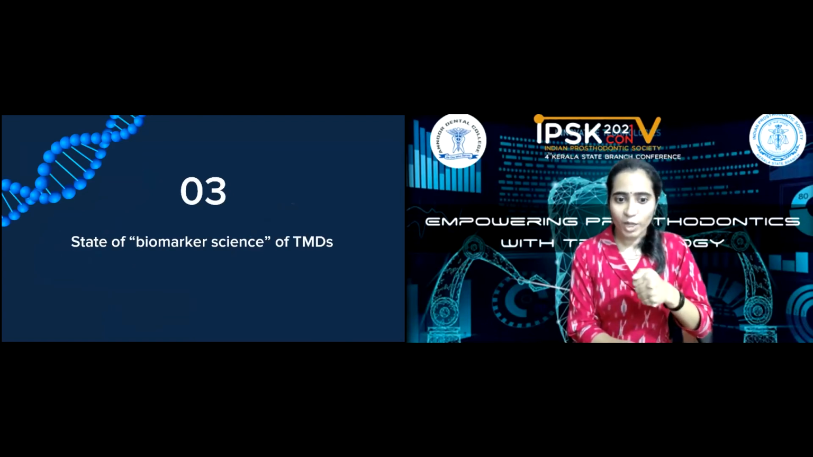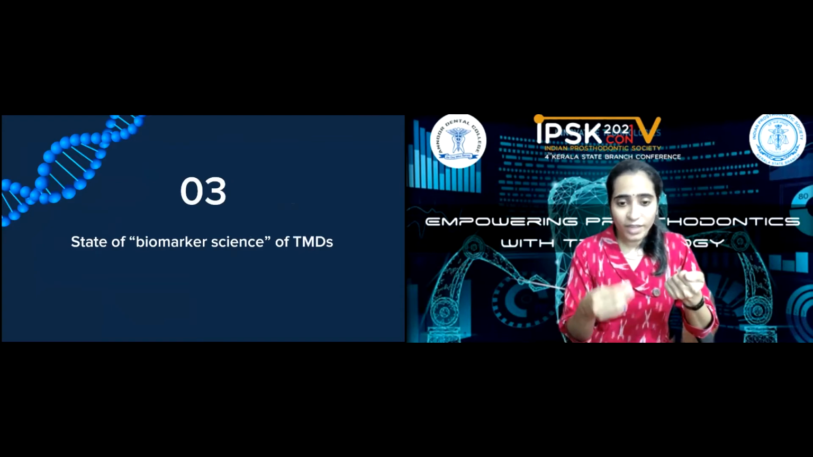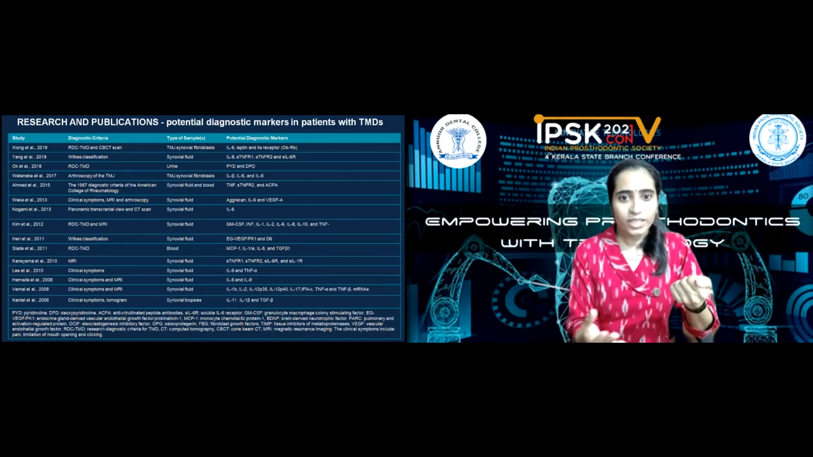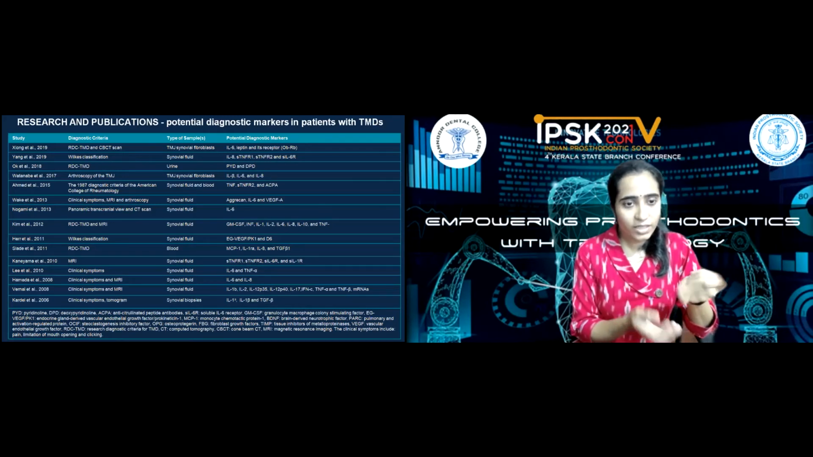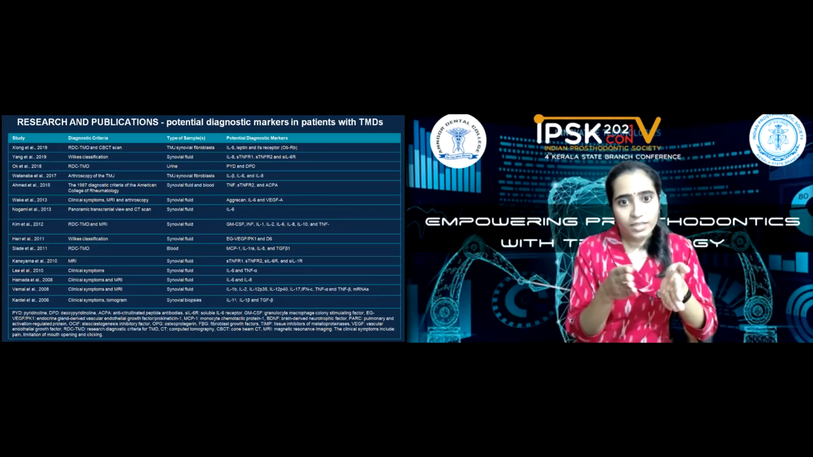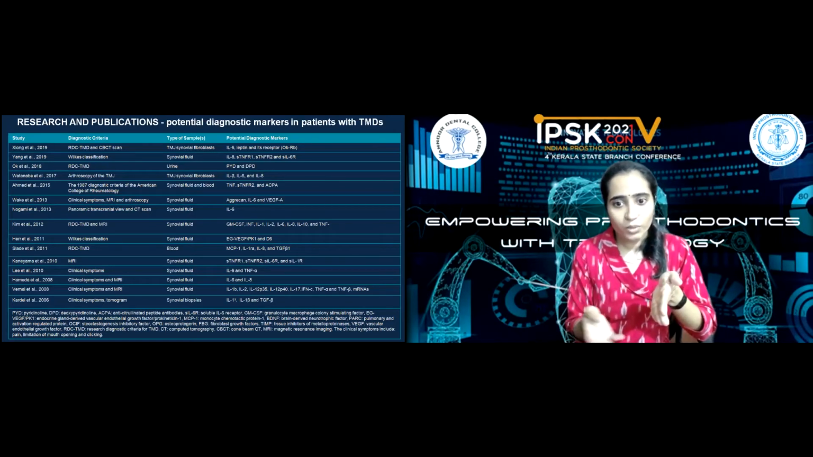So what is the state of biomarker science of TMDs? Where are we in biomarker science of TMDs? Do we have at least a few names to tell? Of course, yes. There are a lot of studies which have been done, in which they have analyzed different biomarkers. You can see these are the latest ones. They have used a diagnostic criteria or a questionnaire, which is again a qualitative one. And the third column tells you which are the samples used, and the fourth tells you the names of different biomarkers marked out of them.